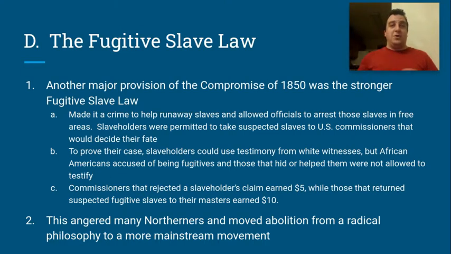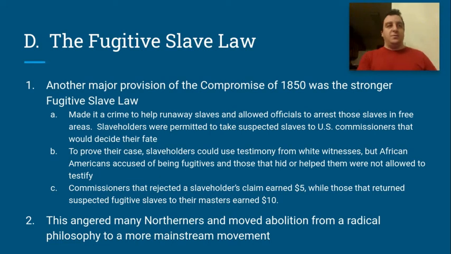So, if you remember in the Compromise of 1850, there were two things that made the compromise favorable to the South. It was the stronger fugitive slave law, and it was popular sovereignty. We talked about popular sovereignty when we talked about the Kansas-Nebraska Act and the Kansas-Nebraska crisis, and how the territories of Kansas and Nebraska were allowed to vote on whether they would prefer slavery or not prefer slavery.